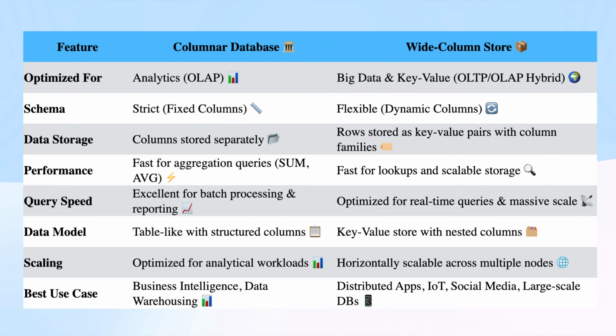You might wonder at this point, what is the difference with the columnar database? Well, there are many differences, as you can see in this table, and to summarize, let's say columnar databases are best for analytics and data warehouses, and wide column stores are a type of NoSQL database optimized for big data and real-time applications, allowing each row to have different columns.